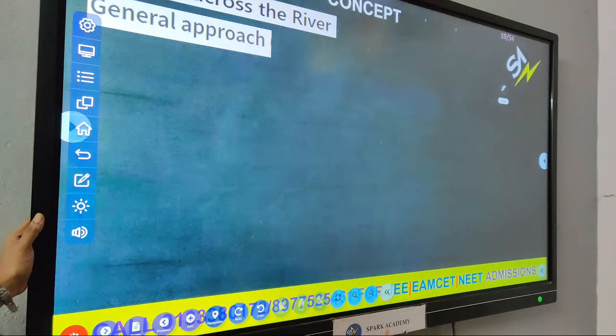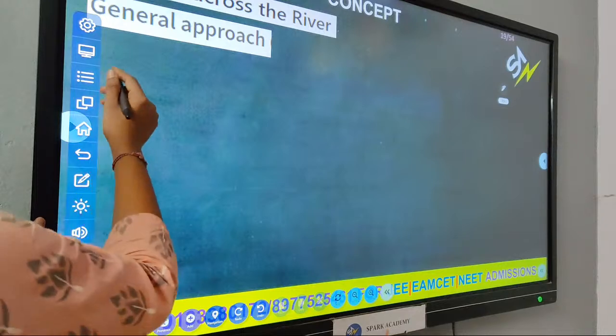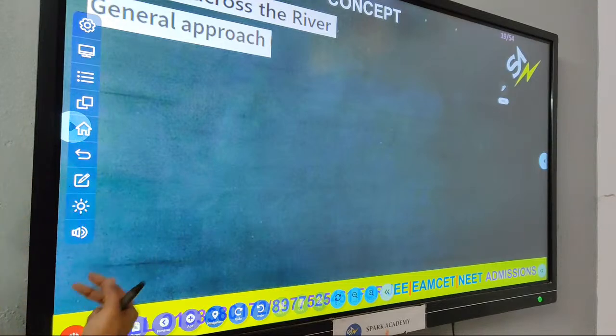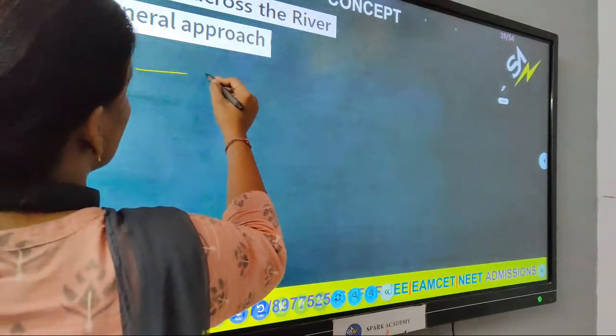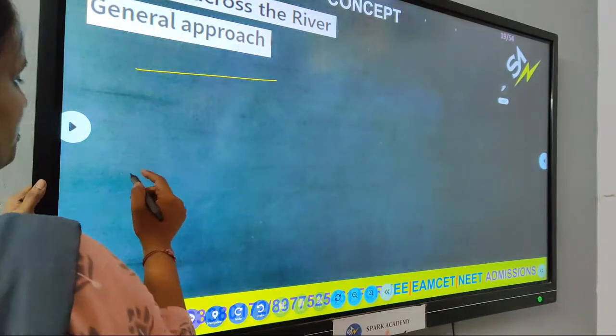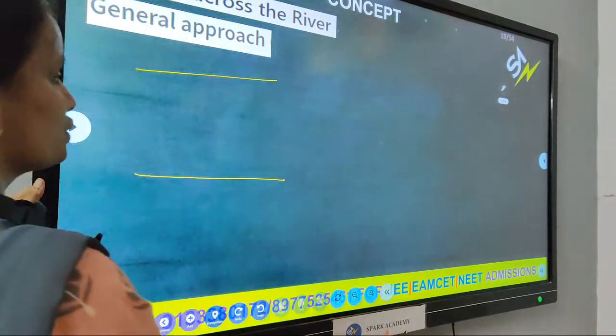And our next concept is motion across the river. In three ways they can ask the questions. When the boat person crosses the river, he is reaching the opposite bank. So the first case is the general approach. Let us discuss with the diagram by giving the direction of the speeds.